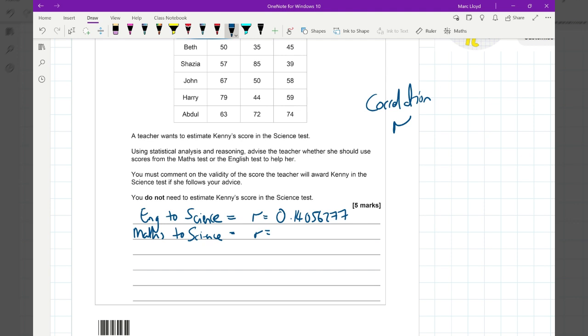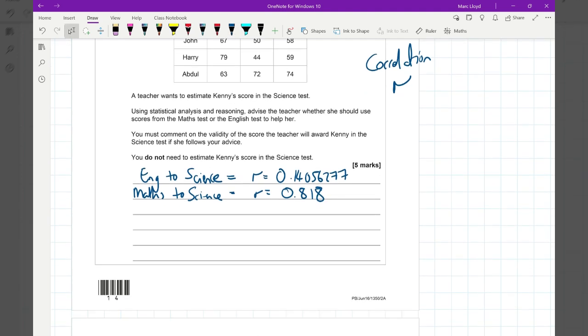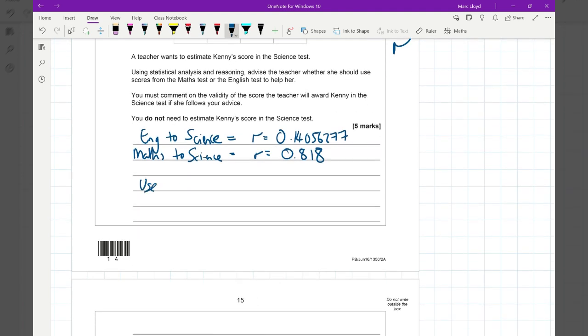The next thing you do is you replace the English values with the maths values. And through doing that, you're going to get a regression line or a correlation score of 0.818. So therefore, we would propose that they use the maths scores as there is a stronger correlation, as it's closer to 1.